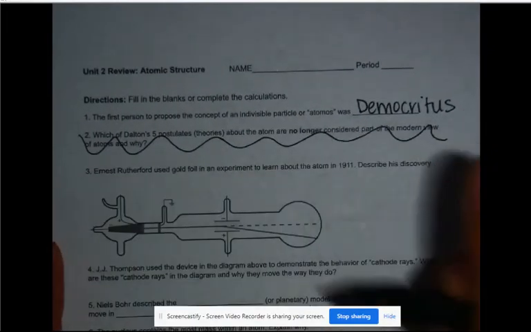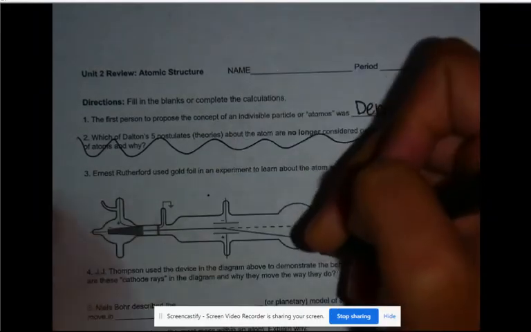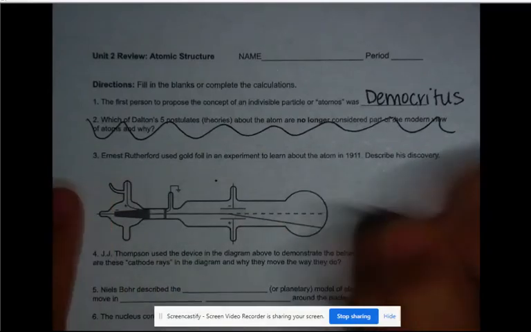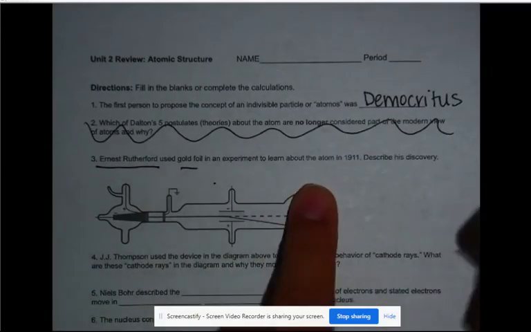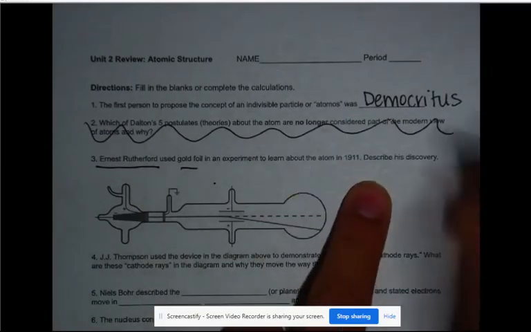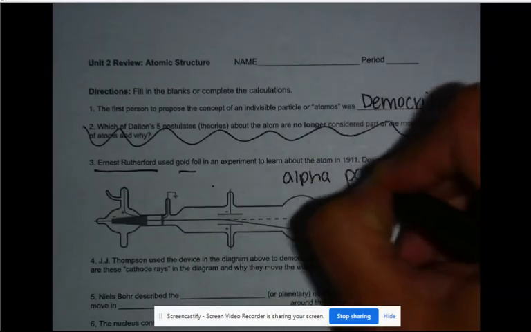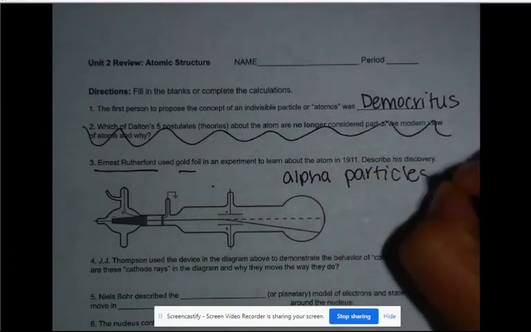You guys are good. All right, number 3, be careful with this one. Not the picture. Ernest Rutherford used the gold foil experiment to learn about the atom in 1911. Describe his discovery. So this was the gold foil. He sent little alpha particles through, and what happened to them? They bounced off something, right?